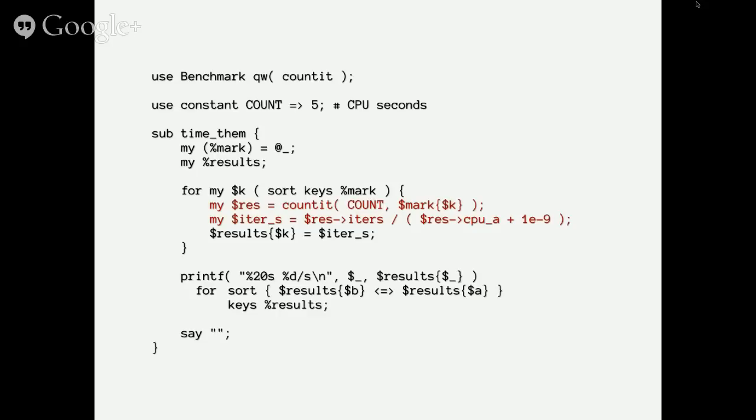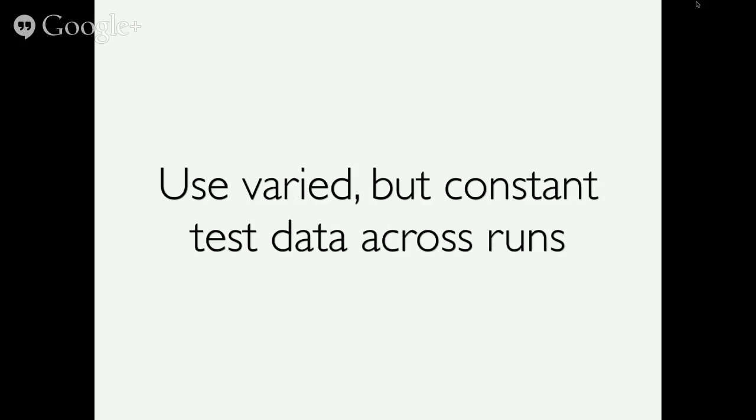There's a 1e-9 fudge factor in case, for some reason, the resolution of the timing says it was instantaneous, so we don't want to divide by 0. So that's it, and then print out the results. And then I wanted to use varied but constant data across all the runs.